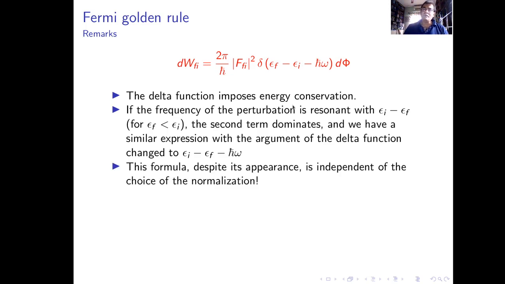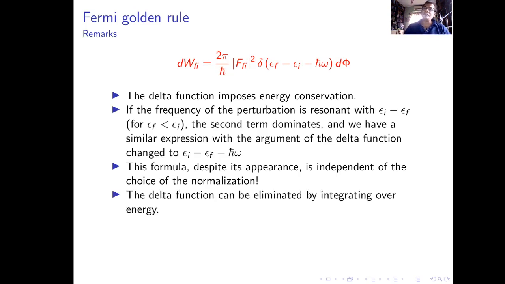Now this formula looks like it depends on normalization, the convention that we use, because dφ after all is dα by n_α. But you have to realize that F_fi involves the state f, which is in the continuum, and the normalization of that state f is also controlled by the same factor n_α. In fact, the square here produces exactly the same factor n_α, which cancels the 1 by n_α here. So ultimately, no matter which normalization you use, you end up with the same expression for dw_fi. This result here is independent of the particular normalization used.